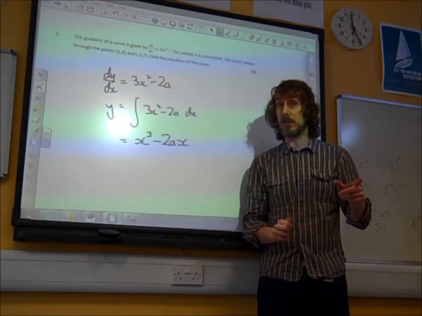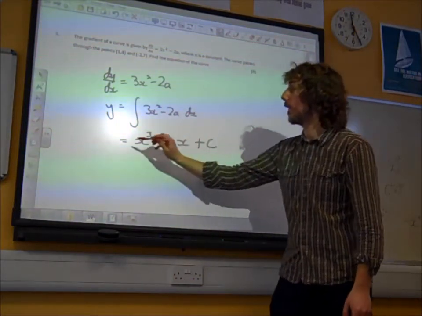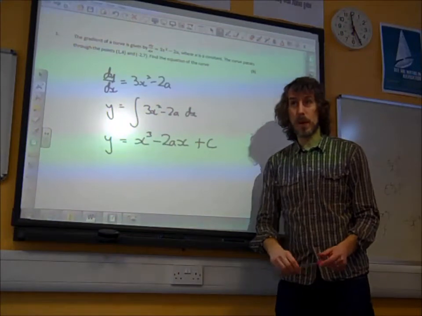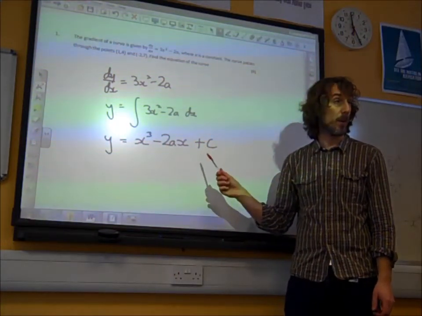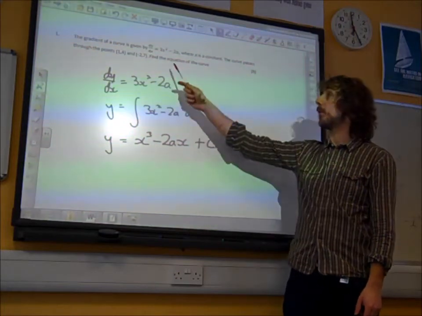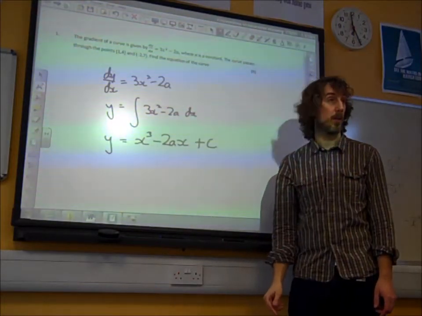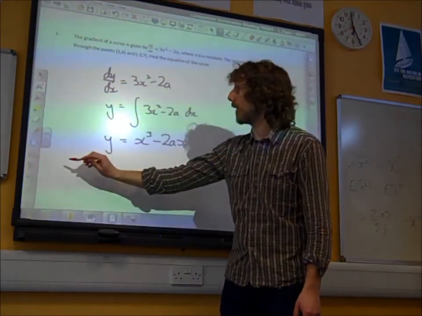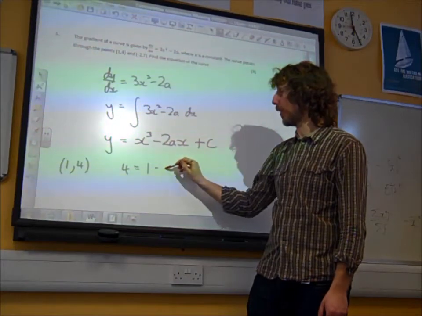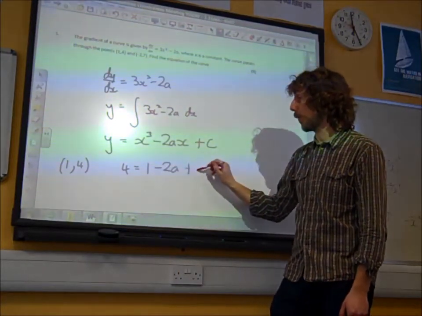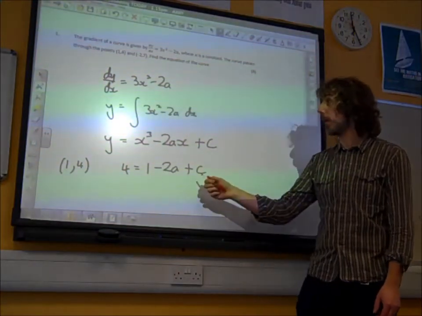It's still not correct. What am I missing? Plus c, constant of integration. Now, we've got our expression involving x and y, but there are 2 things we don't know in this. Fortunately, we have 2 bits of extra information to help us out. So we'll sub in those values. At the point 1, 4, that means that 4 is 1 cubed minus 2a times 1 plus c. So from that bit we get one equation.